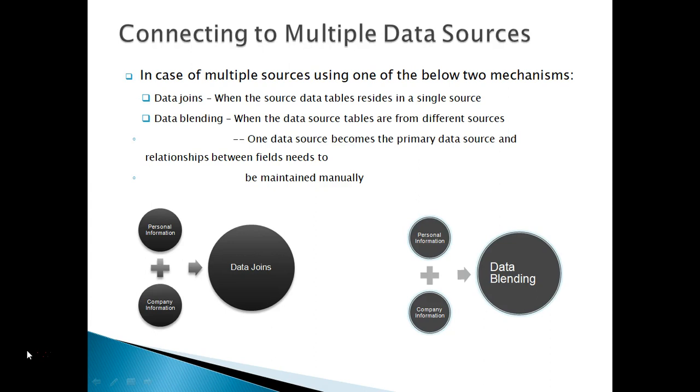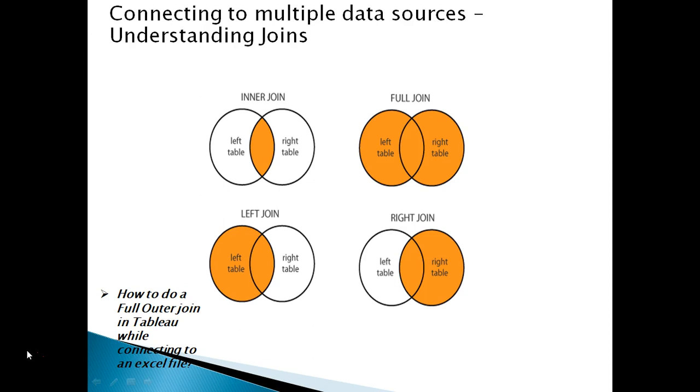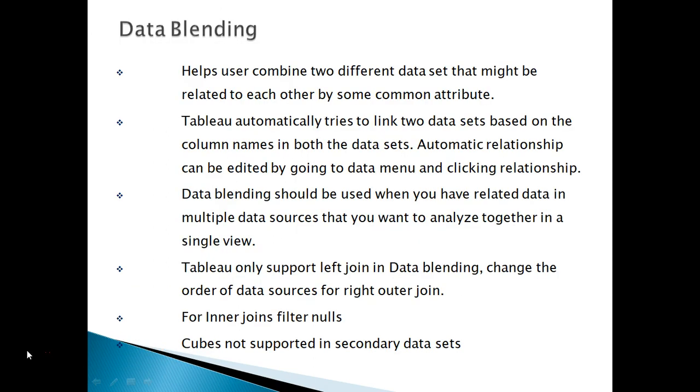You should be very clear when you are going for data joins and when you are going for data blending. Like how do you join two tables and bring your data into a single table? Same like that, you are going to merge two data sources in order to bring the data from multiple data sources. As we already know, we have four types of join: inner join, full join, left join, right join. But our data blending works on a left join basis.